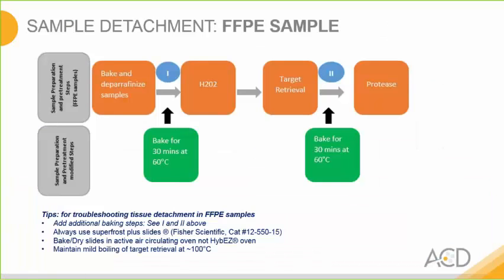So for example, if you observe detachment after the hydrogen peroxide or target retrieval step, you can add an additional baking step before hydrogen peroxide. And then if you observe tissue coming off from the slides after protease, you can add a baking step before that step. So both steps are for 30 minutes at 60 degrees in the circulating dry oven.